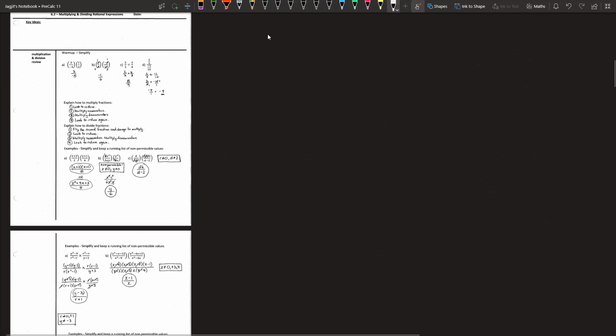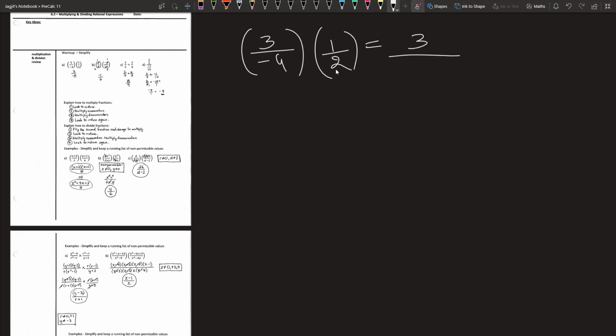Before we get into the complicated questions, I want to make sure you guys understand the basics. If I give you 3 over minus 4 and I ask you to multiply this by 1 over 2, it's quite easy. You just multiply the top terms, 3 times 1 gives you 3. And you multiply the bottom terms, minus 4 times 2 gives you minus 8. Move the negative to the top, so it's minus 3 over 8.